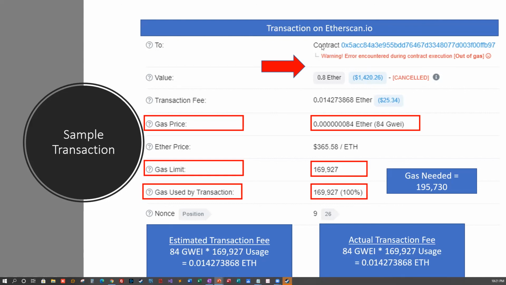It's not given to the smart contract, it's not given to the wallet address if you're sending it directly to somebody else. That goes to the miners for trying to process this transaction. It ran out of processing power because it was declared, I will not pay for more than 169,927. And because it needed more, it needed almost 200,000, they had to cancel the transaction. It's marked canceled. The money stays in my wallet, but the transaction fee was spent either way.